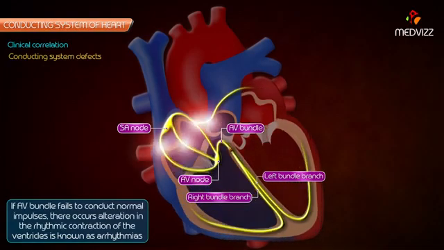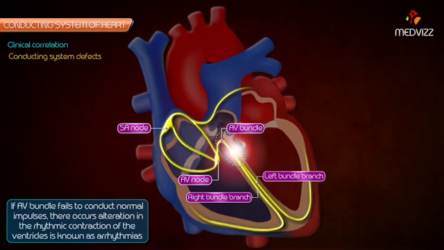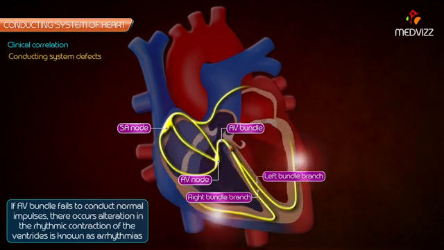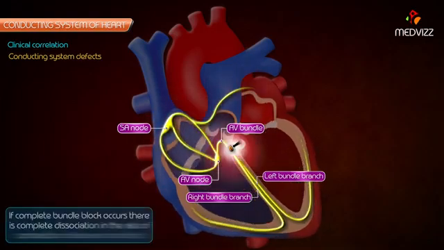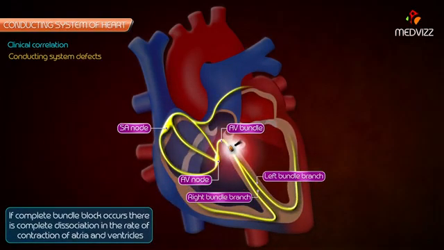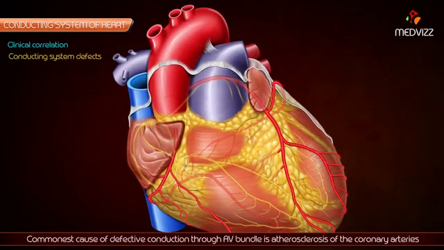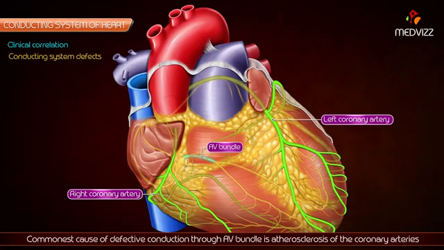If the AV bundle fails to conduct normal impulses, there is alteration in the rhythmic contraction of the ventricle, which is known as arrhythmias. If complete bundle block occurs, there is complete dissociation in the rate of contraction of atria and ventricles. The commonest cause of defective conduction through AV bundle is atherosclerosis of coronary arteries, which leads to diminished blood supply to the conducting system.